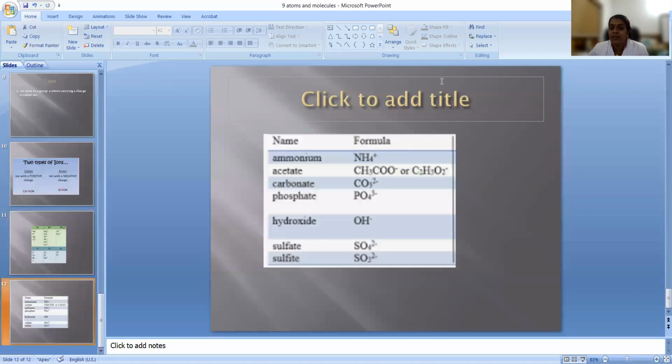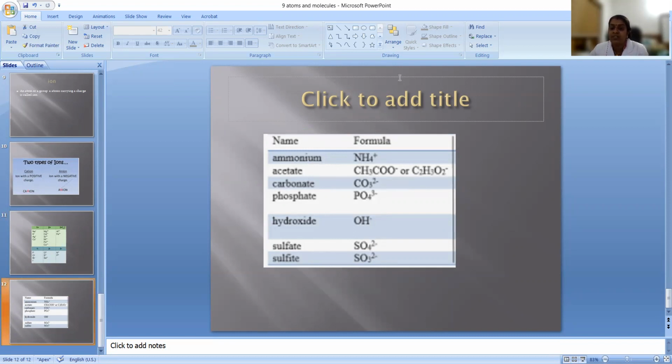And polyatomic ions we also discussed, right? These are examples of polyatomic ions: ammonium, NH4+; acetate, CH3COO minus or C2H3O2 minus; carbonate, CO3 2 minus; phosphate, PO4 3 minus; hydroxide, OH minus; sulfate, SO4 2 minus; sulfite, SO3 2 minus. These are all examples of polyatomic ions. You have to learn these also.